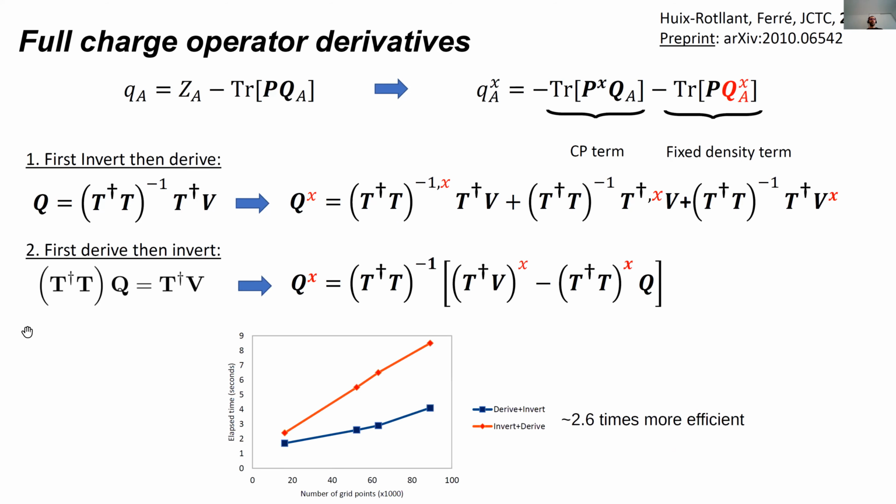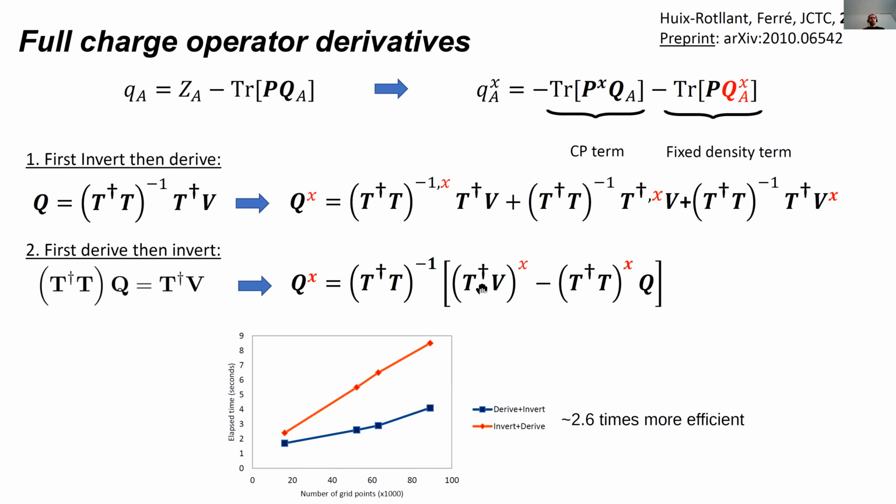But we have a very easy way to work around that, which is, before inverting the electrostatic kernel, we derive it first, and then we invert this T dagger T matrix on the left. In that way, we get an equivalent expression for the derivative, but this time we have no derivative of our inverse. And just by this simple derivation, we have a 2.6 times faster algorithm, and this is especially important when we do the second derivative of the atomic charges.